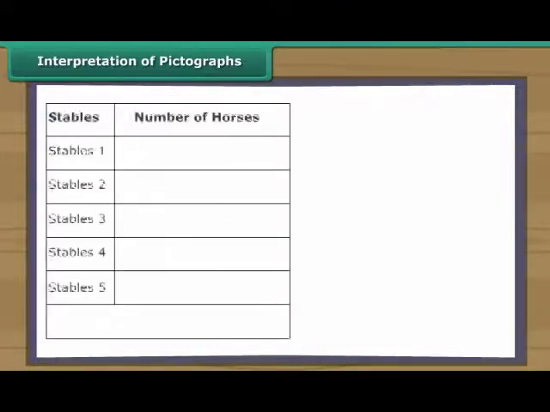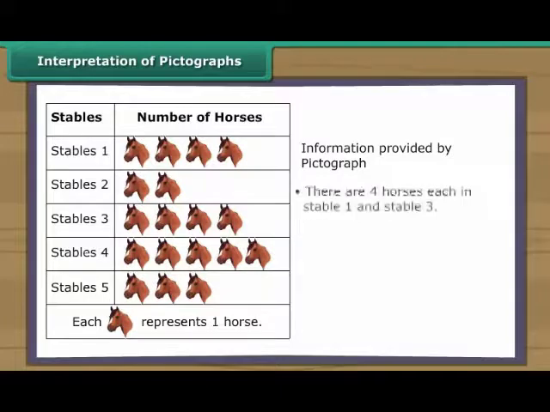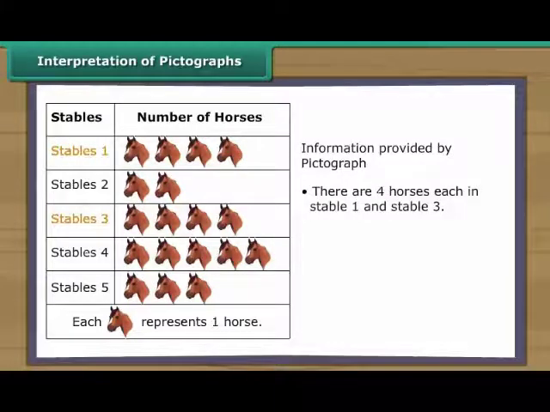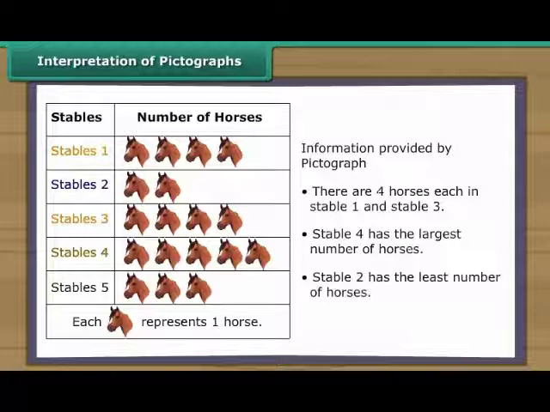Look at this pictograph. It shows details of horses in 5 different stables in a village. Each picture of a horse represents one horse. It is clear from the pictograph that there are 4 horses each in stable 1 and stable 3. Stable 4 has the largest number of horses. Stable 2 has the least number of horses.